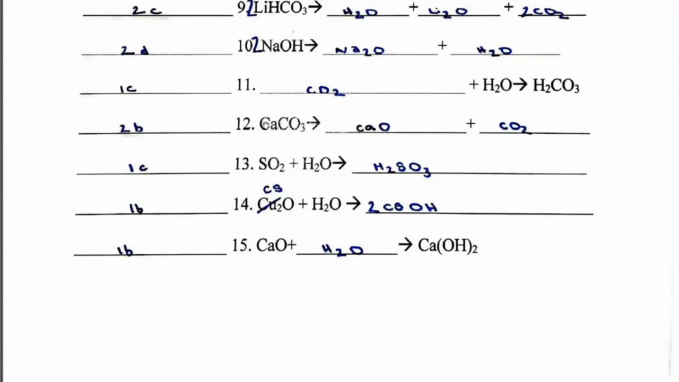12. 12 is a 2B. Okay, so it's going to make a metal oxide and CO2. There's my CO2. My metal is Ca with a +2 charge. Oxygen has a 2 minus, so the 2's cancel, and it's just CaO, and it's already balanced.